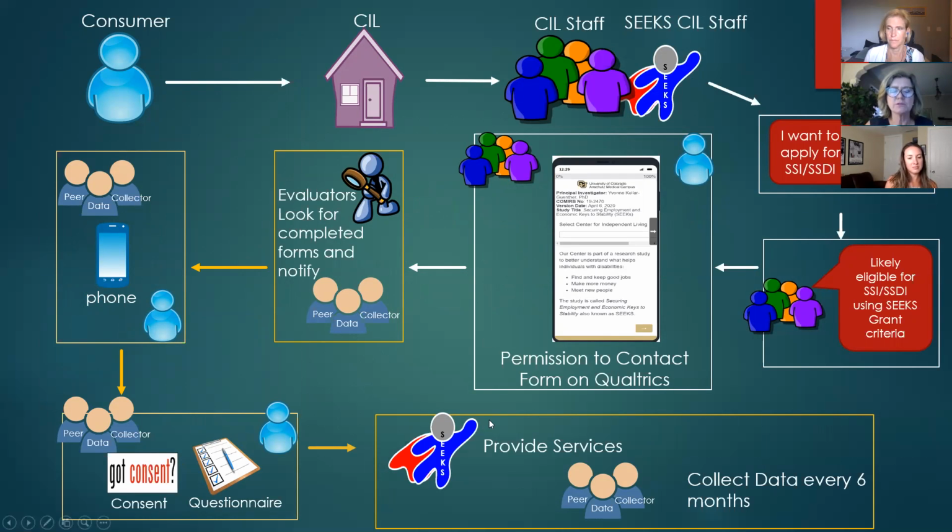And so you see it starts with the consumer contacting the Center for Independent Living, and then they come in contact with the CIL staff. If they want to apply for Social Security disability, they do the SSI, SSDI eligibility and permission to contact form, and then we go through the whole process that I'm going to review with you here step by step. I just wanted to point out that anything that's a white box or white arrows is CIL staff. And anything that's a yellow box or yellow arrows, that's where the peer data collector takes over. So this process shows both what the CIL staff are doing, but also what the peer data collectors are doing.